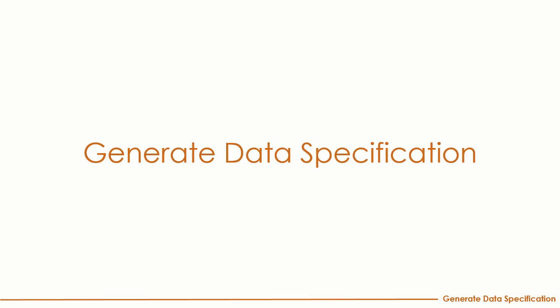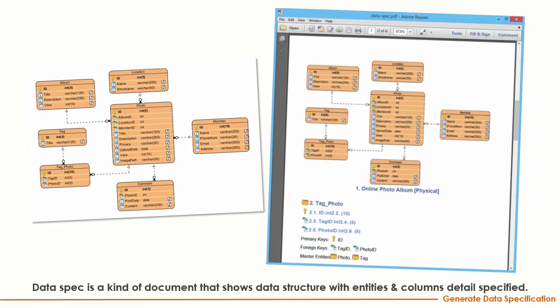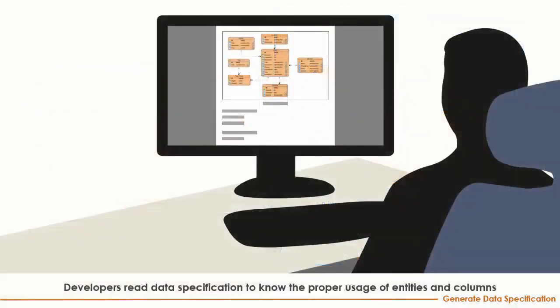Generate data specification. The data specification is a kind of document that shows the data structure, including the entities, the columns, and the relationships, for the developer to read and understand how to use the database. It is especially useful if you have a new team member who can read the data specification and get familiar with the database architecture of the system.